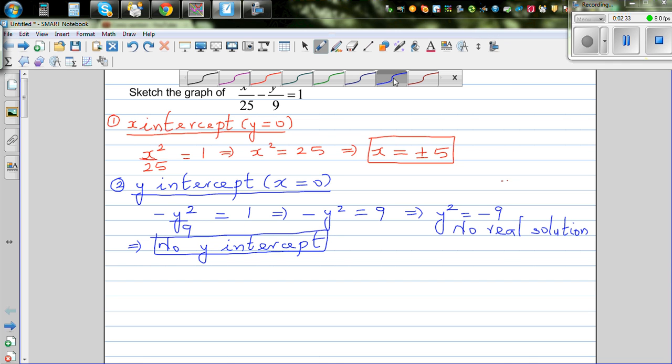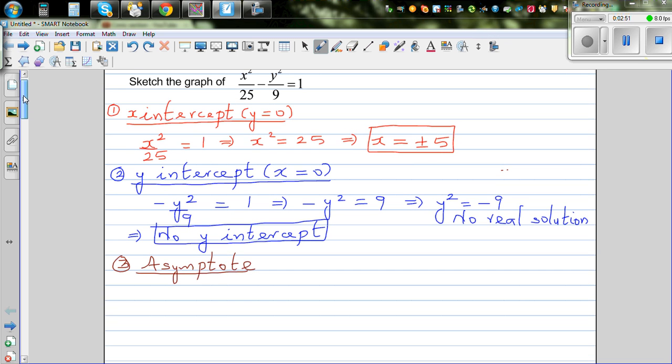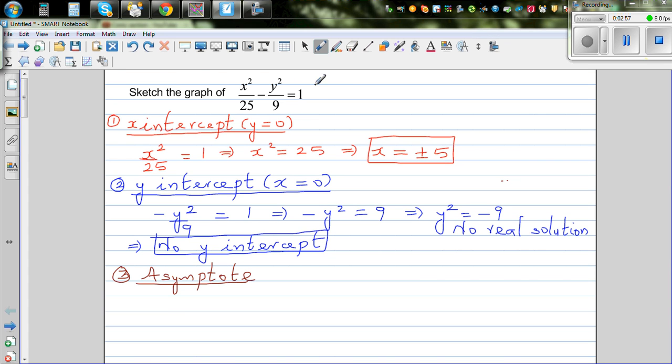Okay, so now the next step is to find the asymptotes. Now an asymptote is a line. It can be a straight line, vertical or horizontal, and it can also be an oblique line. An asymptote is the value which the function is going to approach. In other words, an asymptote is the value when x is approaching positive or negative infinity.